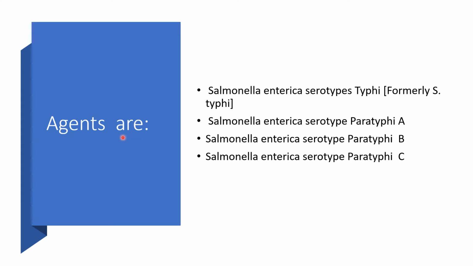When we are talking about infectious disease, we must identify the culprit, the agent responsible. Here, Salmonella enterica serotype typhi, formerly known as Salmonella typhi, also Salmonella enterica serotype paratyphi A, Salmonella enterica serotype paratyphi B, and Salmonella enterica serotype paratyphi C are the known agents responsible for typhoid and paratyphoid fever, also known as enteric fever.